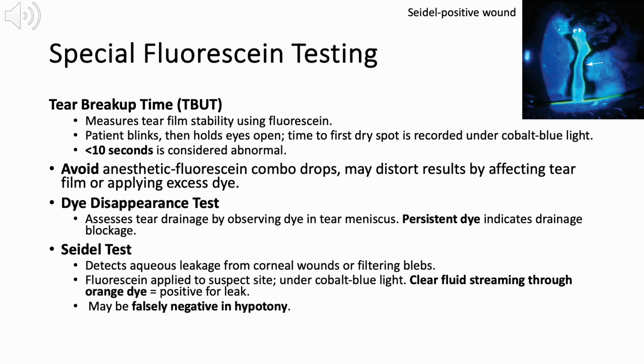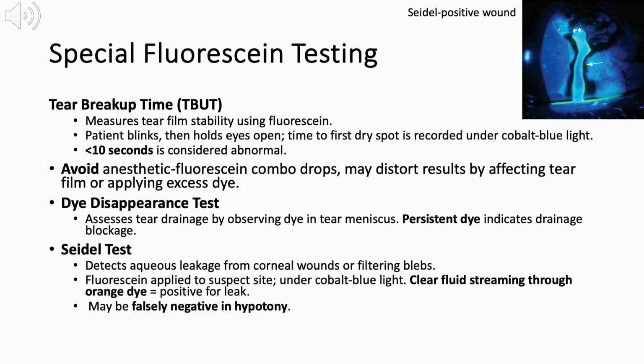We'll start with tear breakup time, or TBUT. This measures tear film stability. After instilling fluorescein, the patient blinks once, then holds their eyes open. Under cobalt blue light, we time the interval to the first dry spot. If it's under 10 seconds, that's considered abnormal.